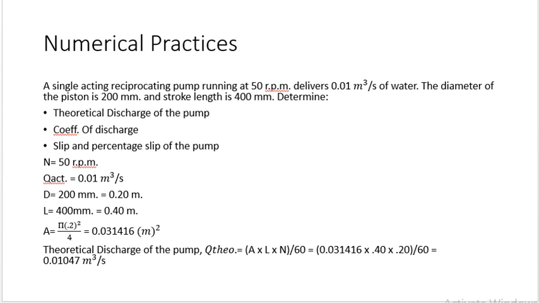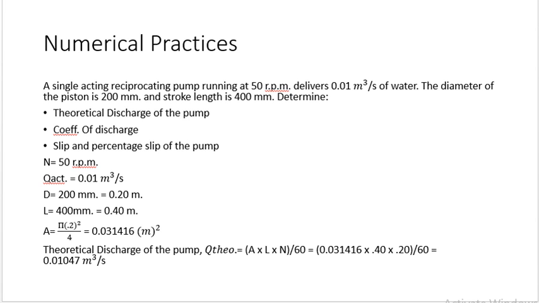Question is, a single acting reciprocating pump running at 50 rpm delivers 0.01 meter cube per second of water. Diameter of the piston is 200 mm and stroke length is 400 mm. You have to calculate theoretical discharge of the pump, coefficient of discharge, slip and percentage slip of the pump.